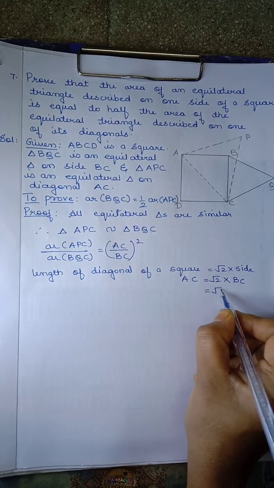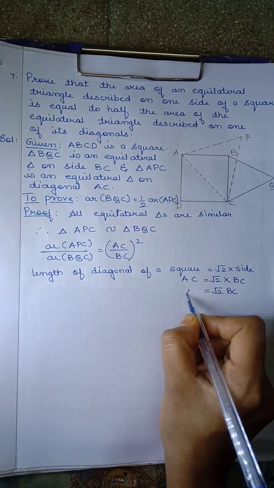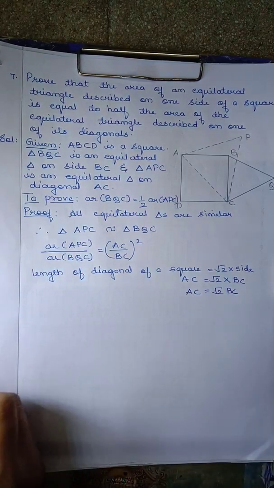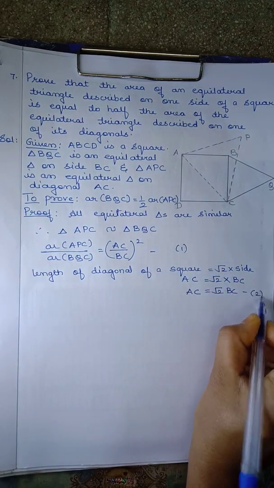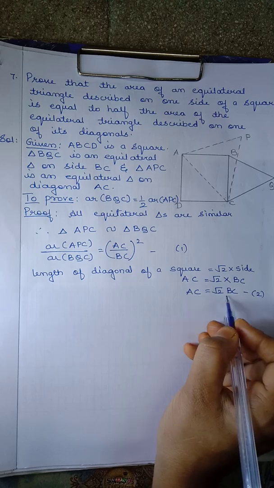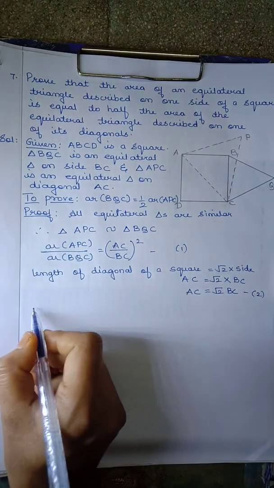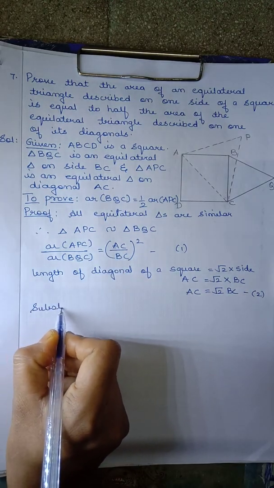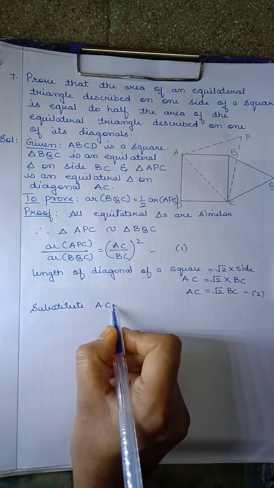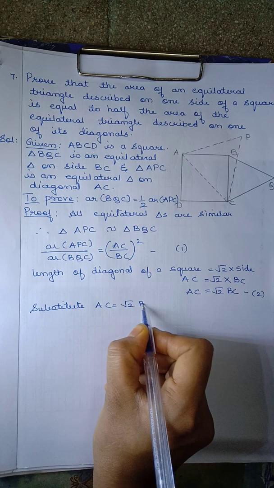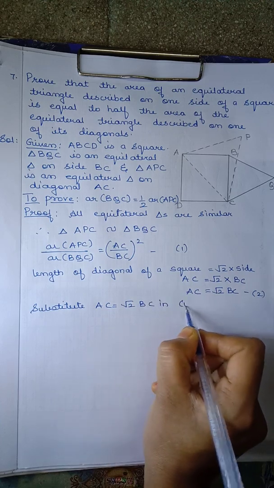That is root 2 BC. AC is equal to root 2 BC. Okay, so now take this as equation 1 and this as equation 2. Now substitute the value of AC as root 2 BC in equation 1.